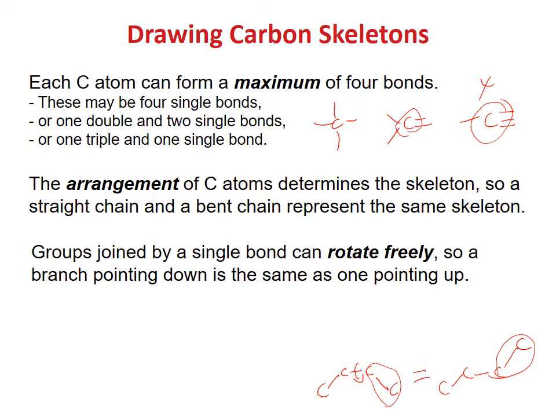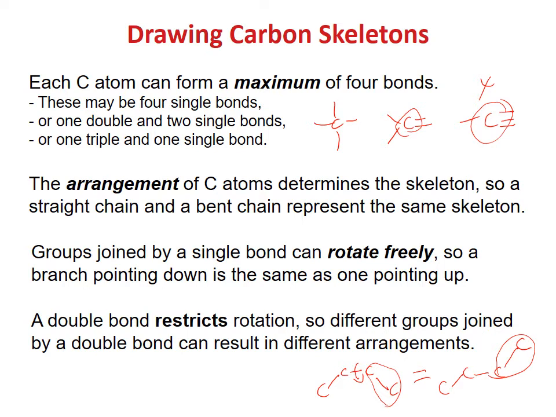However, if this bond is a double bond, which restricts rotation, then the molecule may be different. For example, here I have a double bond with a carbon pointing down, and this one has a carbon pointing up. These two are different because this double bond cannot rotate.